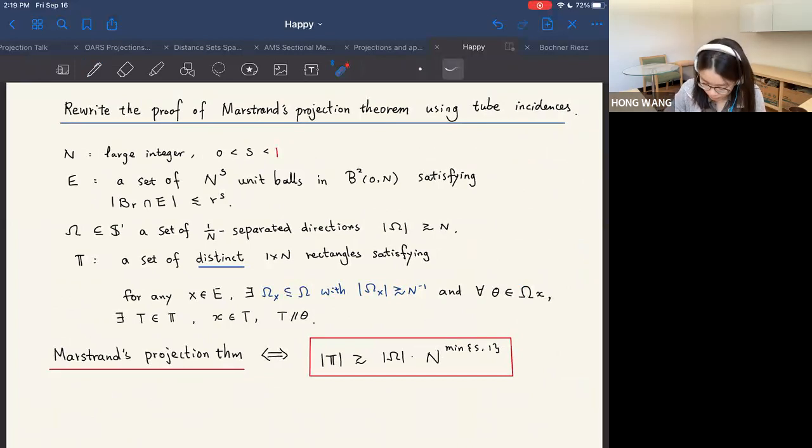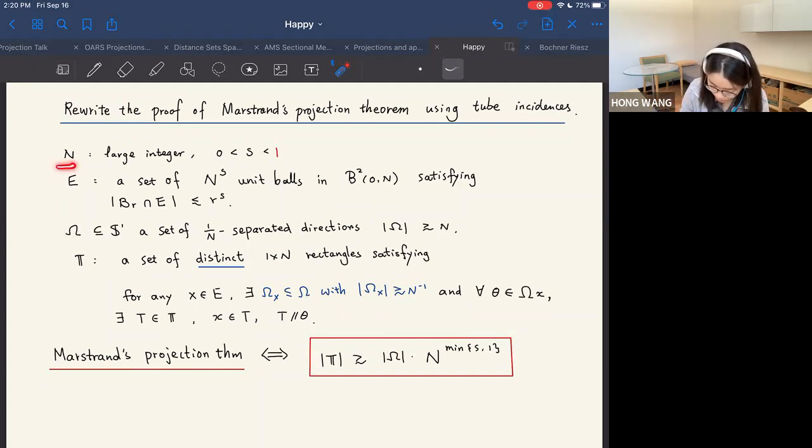So the proof idea is we use incidence for tubes, and we use the Fourier analysis method to study incidence for tubes. So let's rewrite the proof of Marstrand's projection theorem using this incidence. The statement of Marstrand's projection theorem, after some reduction, is equivalent to the following incidence problem.